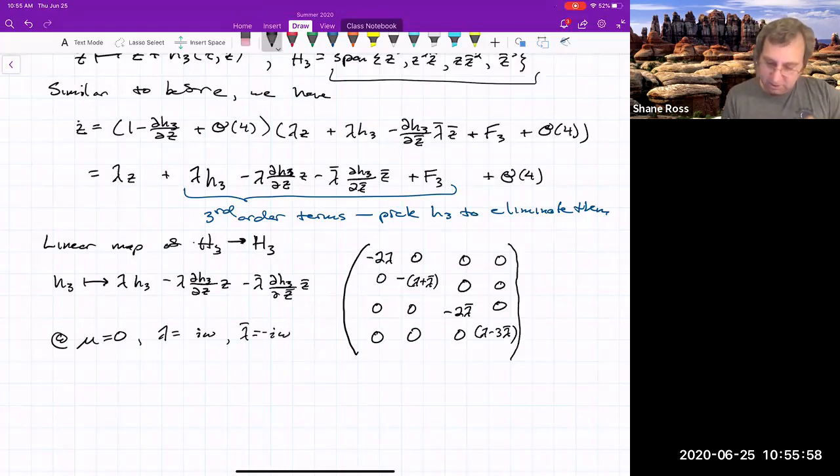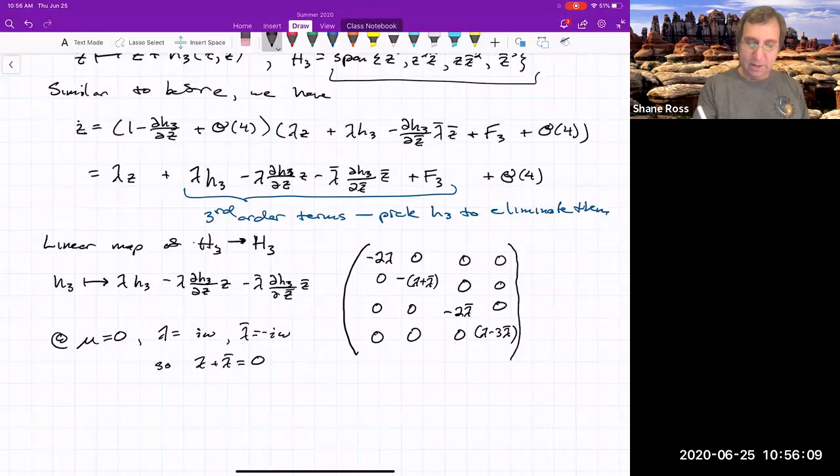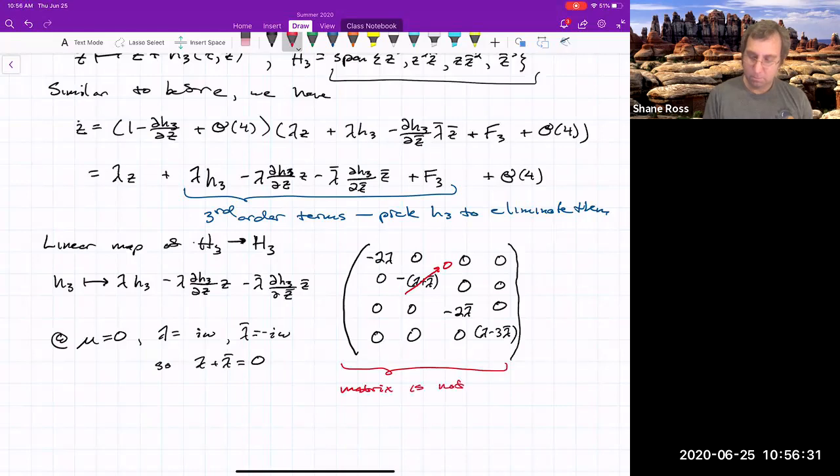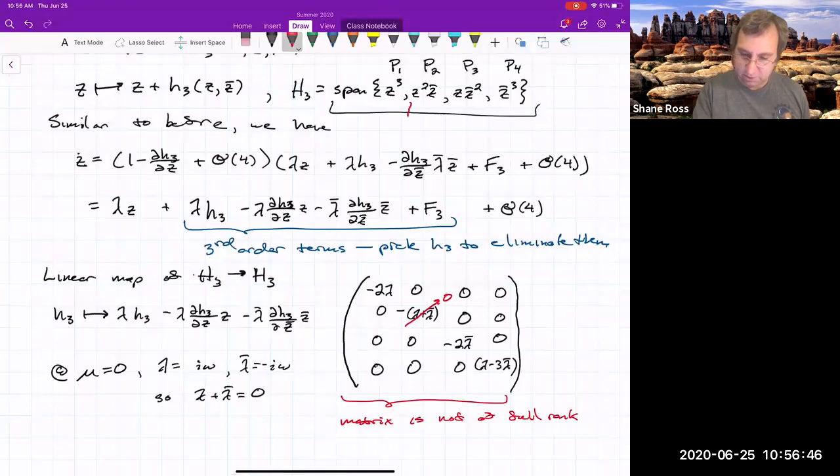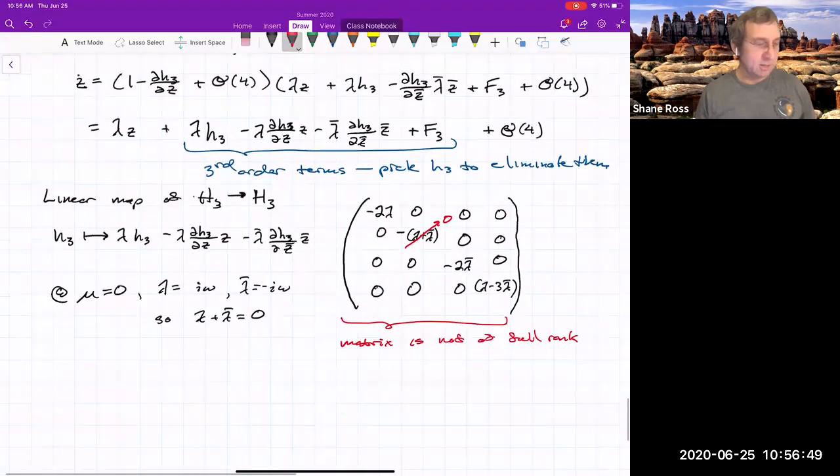So what's going to happen here? Lambda plus lambda bar equals 0 because they're purely imaginary. So that means this term is 0, and we do the evaluation at mu equals 0. So this matrix is not full rank, and that corresponding term cannot be eliminated. That is the second element. So this one, z squared z bar, cannot be eliminated.